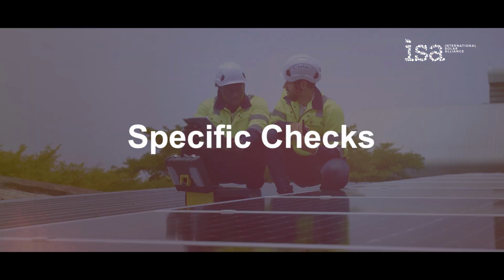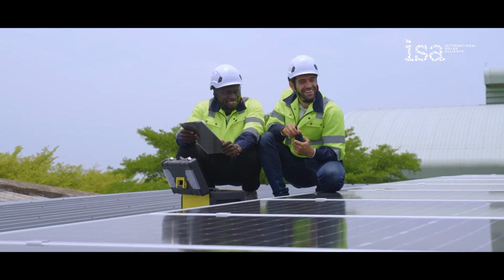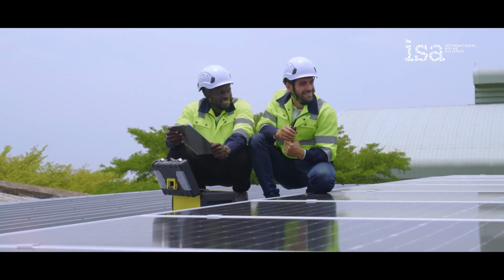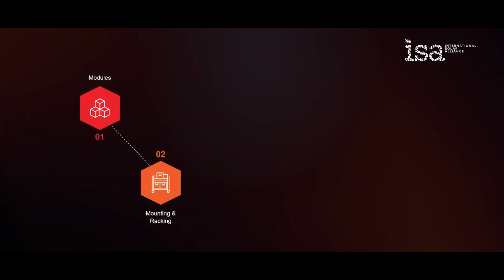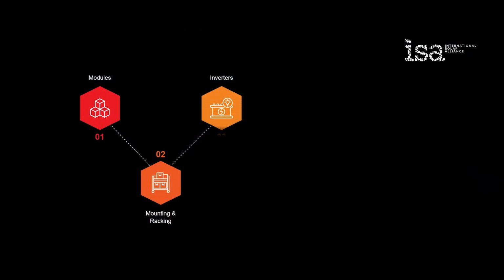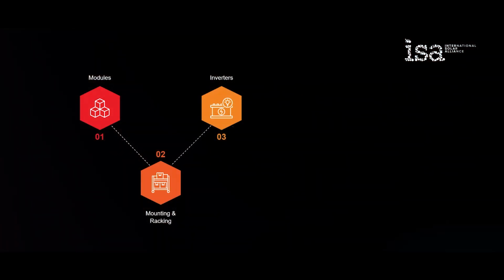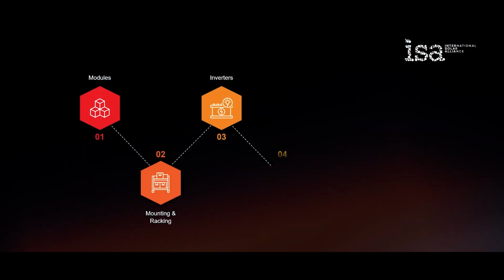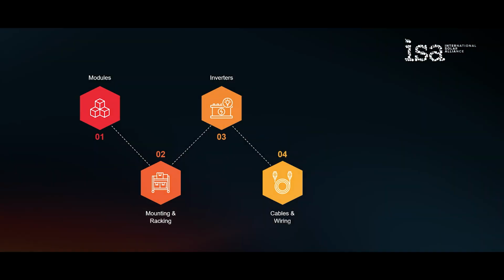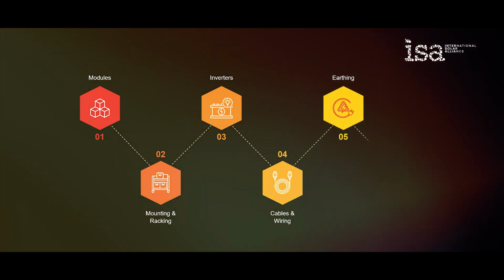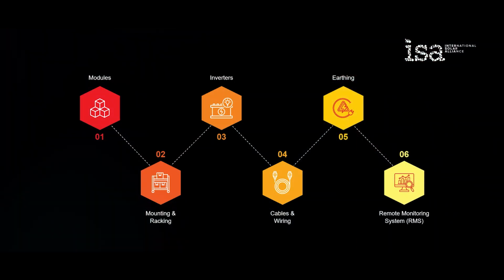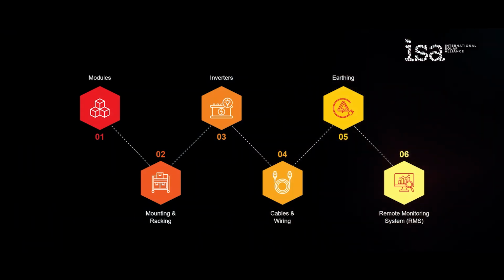Each component has specific checks: modules, racking, inverters, cables, earthing, RMS. Modules: clean, visual inspection, IV curve testing, check for micro cracks/hotspots. Mounting and racking: check for corrosion, bolts, alignment. Inverters: firmware updates, fan and filter cleaning, terminal torque checks, error log review. Cables and wiring: look for abrasion, loose lugs, discoloration, overheating, insulation resistance tests. Earthing: periodic earth resistance measurements and tightness checks. Remote monitoring system, RMS: validate sensors, calibrate pyranometers, ensure data integrity.